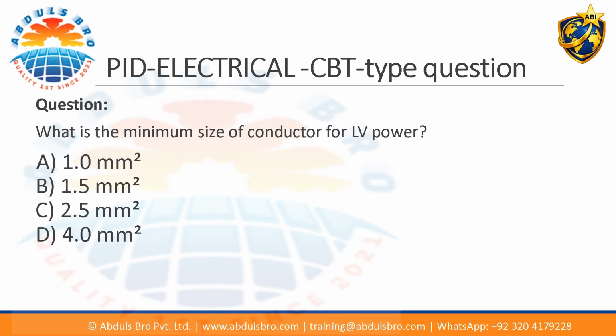Next question is also related to electrical CBT type. What is the minimum size of conductor for LV power? Option A 1 mm square, option B 1.5 mm square, option C 2.5 mm square and option D 4 mm square. You have to select one correct answer and the correct answer is D.